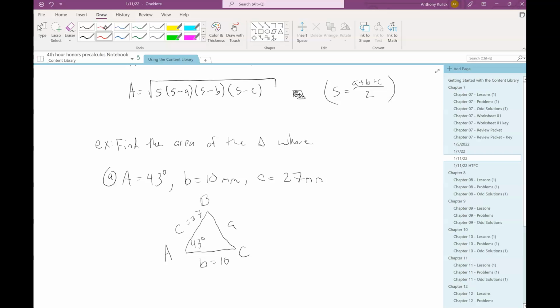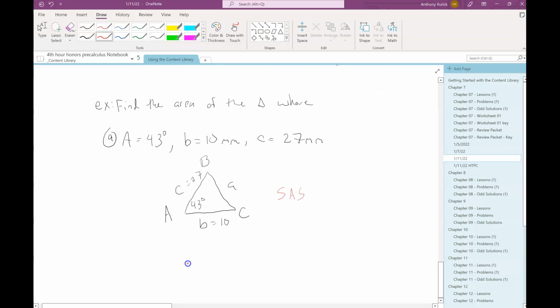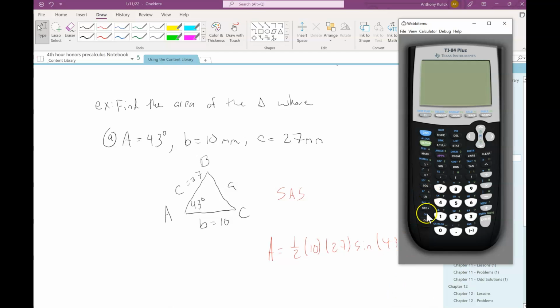Okay, what scenario are we in? Oh, side angle side. Okay, so that tells me I can go straight to my area formula. So I'll just type that in my calculator and I'm done.